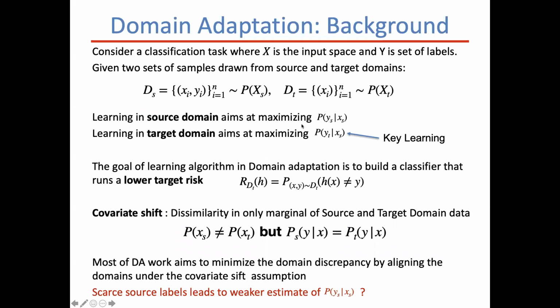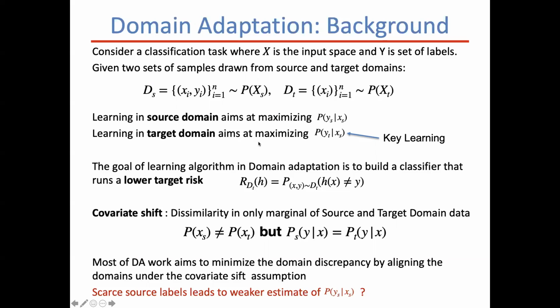Let's set up the background more formally. Consider a classification task where X is the input space and Y is the label set. The source domain can be viewed as composed of Xi and Yi of all examples, which form the distribution Pxs. Similarly, in the target domain, where we don't have labels and want to predict, you have Xi, and the distribution is composed from the X's, which we call Pxt. So learning in the source domain aims at maximizing Py given your input data X's, whereas in the target domain we aim at maximizing Pyt given your X's.